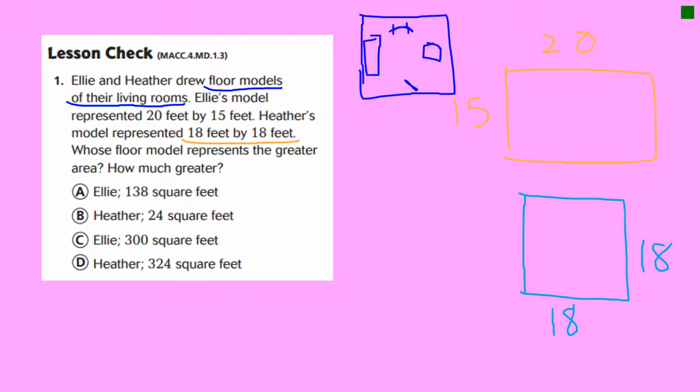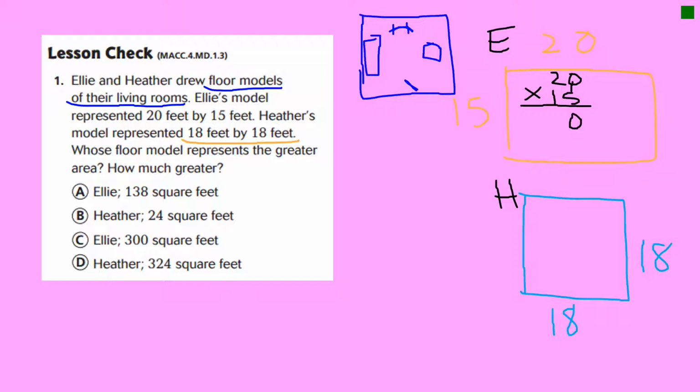Okay, well, I have to label some things here. So this is Ellie's model, and then this is Heather's, right? Because we don't want to get mixed up. I just like to be organized. So Ellie's model is 15 by 20. So let's do 20 times 15 and see what the area is.